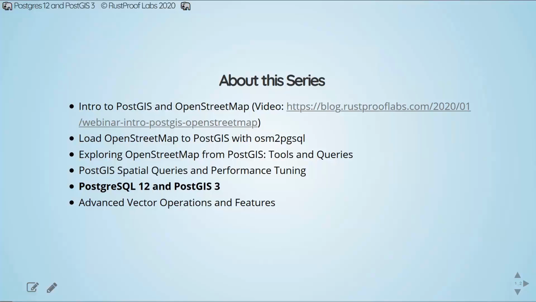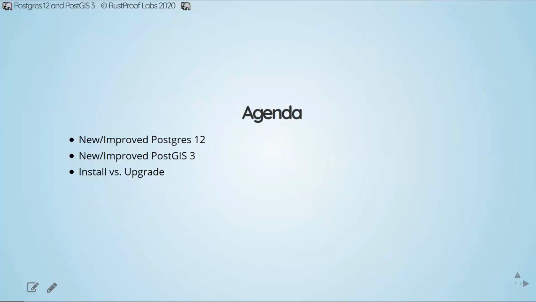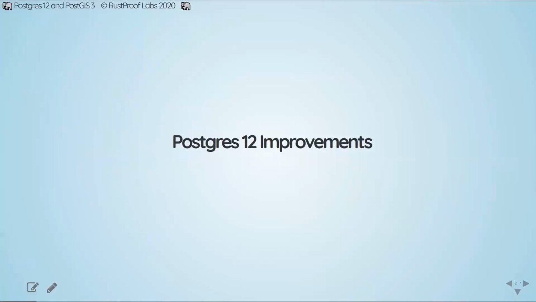So today we are talking all about the new versions of Postgres and PostGIS and looking at some of the features that I think are really cool and have really neat ways to impact our PostGIS databases. After we talk a little bit about some of those new features, we'll spend just a little bit of time going over the install process versus the upgrade process and some details you may want to be aware of in those scenarios. So jumping right into Postgres 12, it's been out now for a few months.